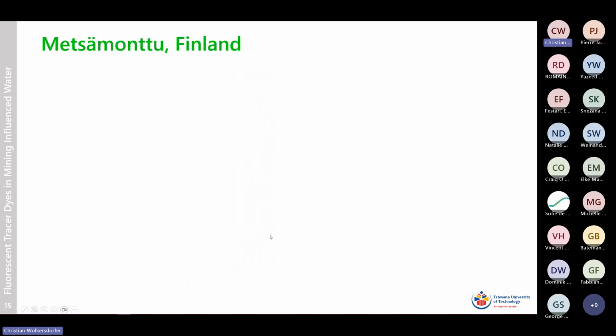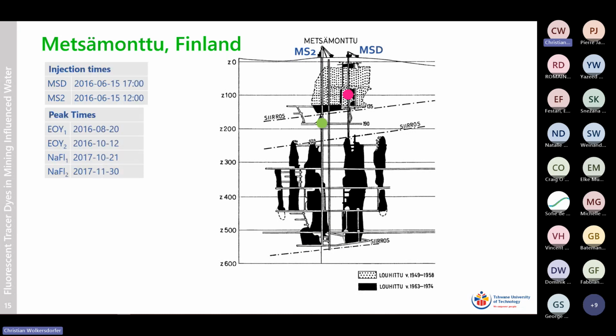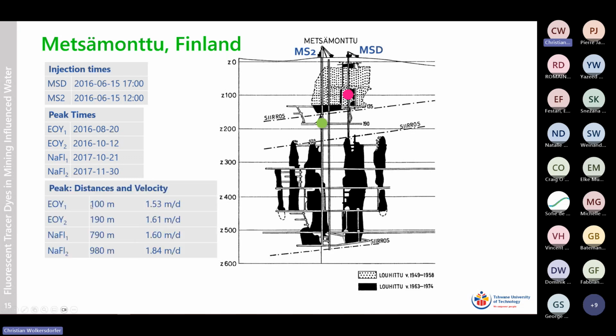Let me give you a couple of numbers for the tracer test. Here's the mine again. Here are the 2 shafts. We injected the uranine at a depth of 190 meters in shaft 2, and the eosine Y at a depth of 100 meters in shaft number 1. These were the injection times. These were the peak times. We used the 2 different peaks that we saw there in the data. I know they were not very clear, but we wanted to know the first tracer arrival. Here are the distances, and here is the velocity.